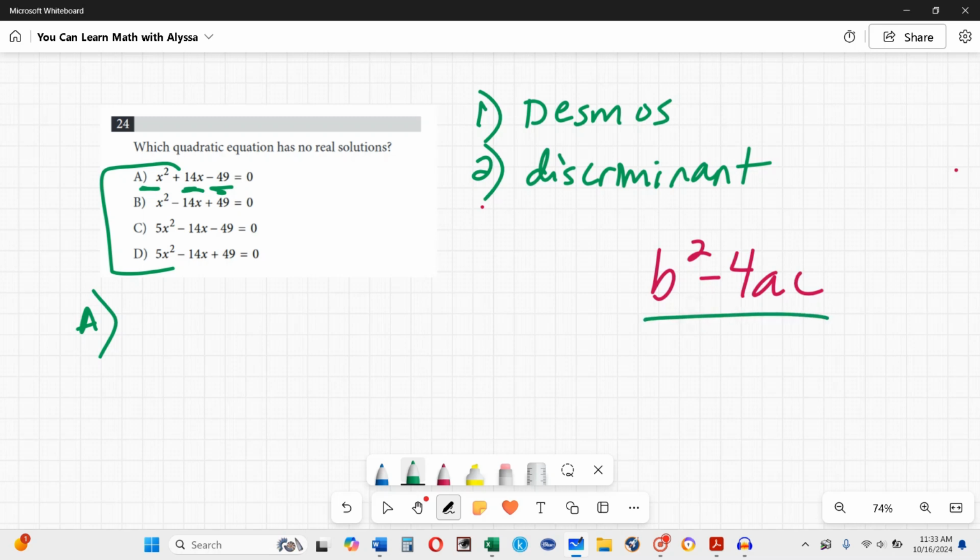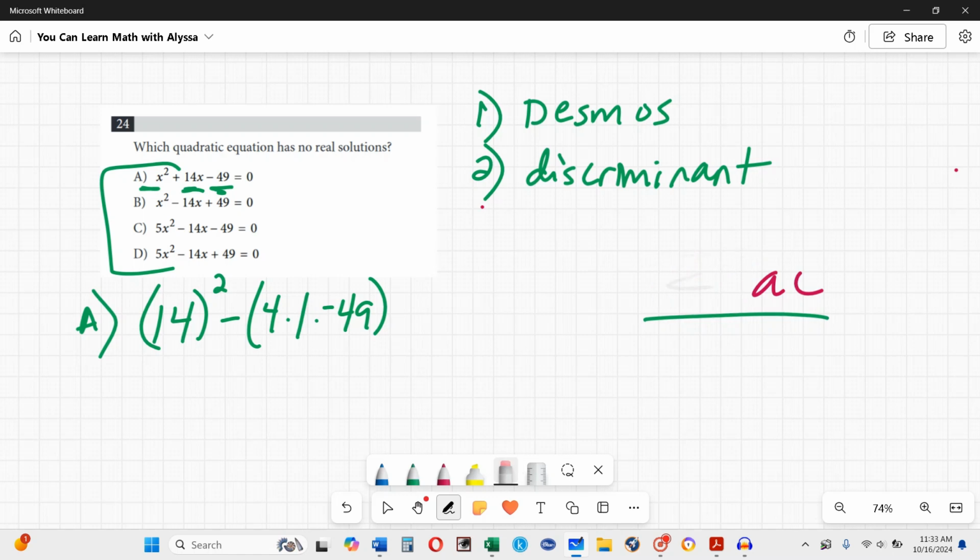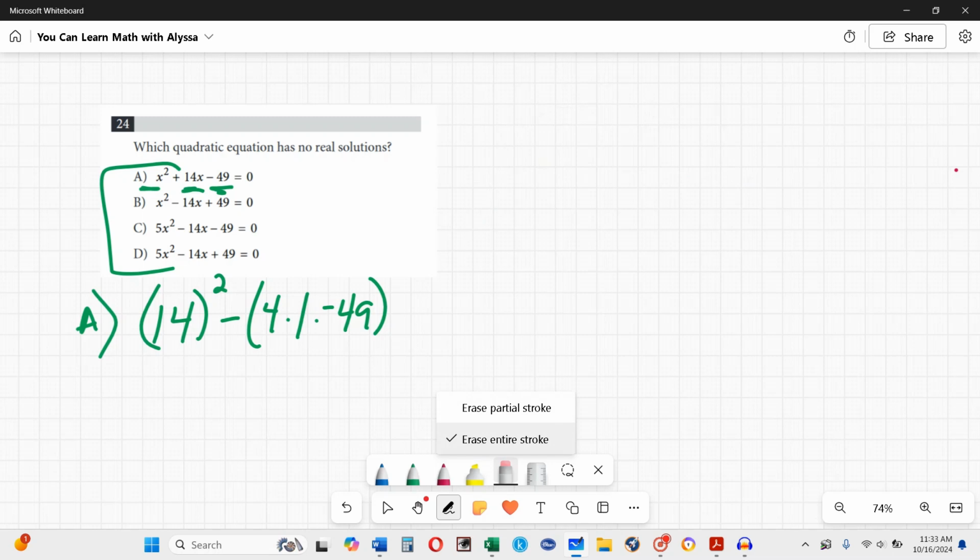I had a method. I had a reason. This time I had a reason. All right, so b squared, we have 14 squared minus 4 times a times c. Okay, then we have, I'm going to redo this just a little bit. I'm going to put up here b squared minus 4ac.